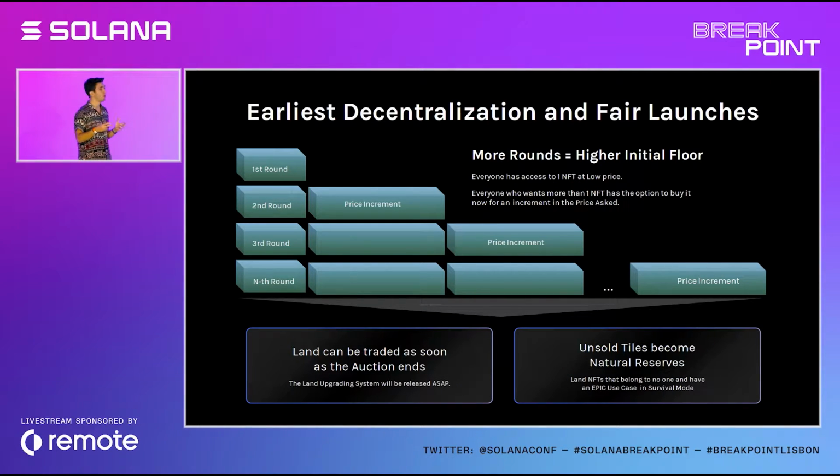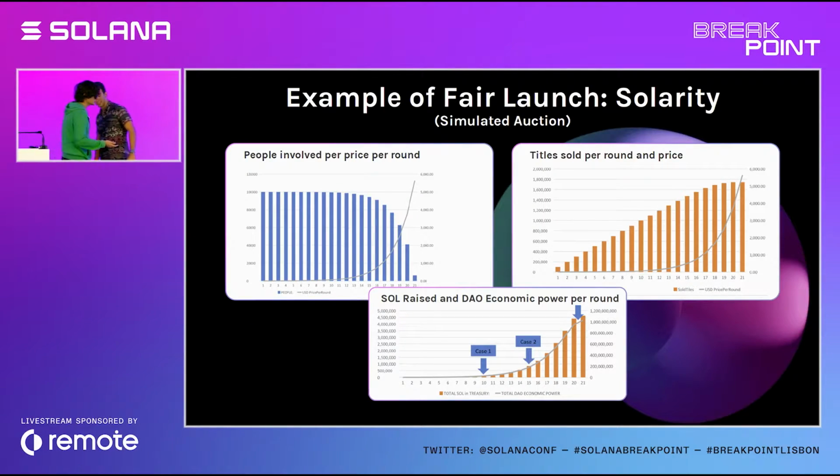And to avoid bots and stuff like that, or people creating 1,000 wallets, we thought about using KYC or proof of humanity. And as soon as the auction ends, you can trade the land, and the unsold tiles will be natural reserves or parks that will be useful in your own case, or in the survival mode, there are going to be some use cases there. Okay.